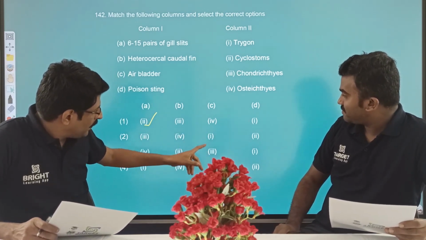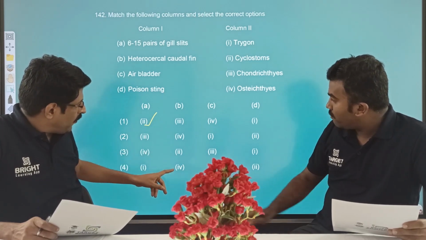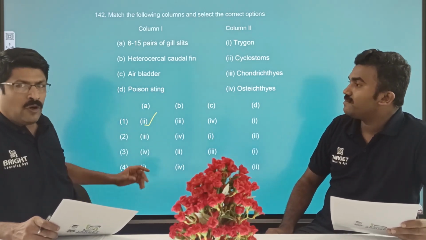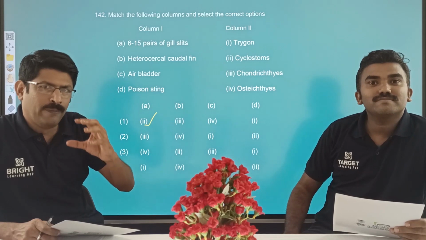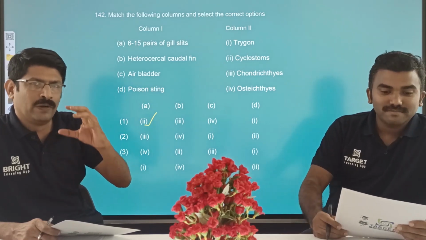And here also repeating. Here 3 is repeated, and here 4 is repeating. But the first option itself is a clear-cut method to identify the matching pair from the first question itself.